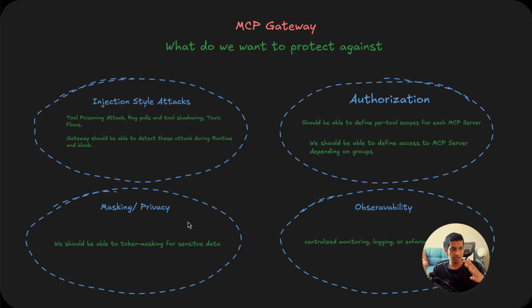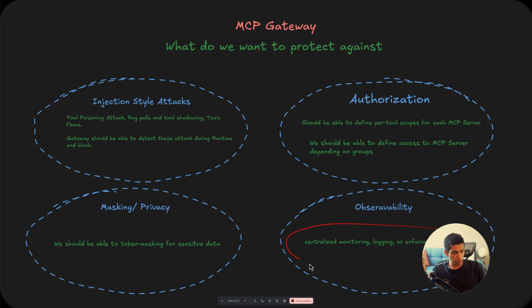Third, you should also have the ability to do privacy masking. When you are sending data from your machine to an MCP server, the gateway should be able to detect if this is a sensitive data pattern, for example PII or credit cards, and flag it.